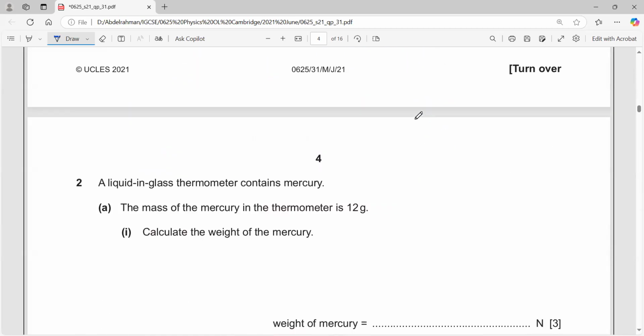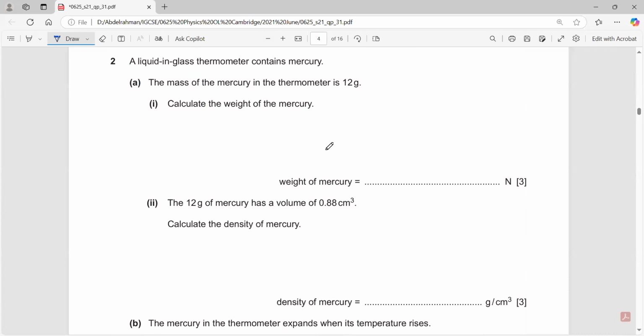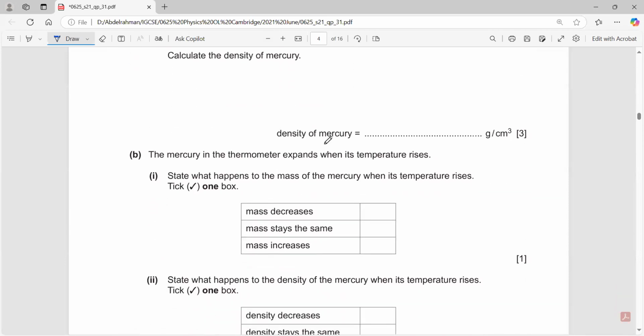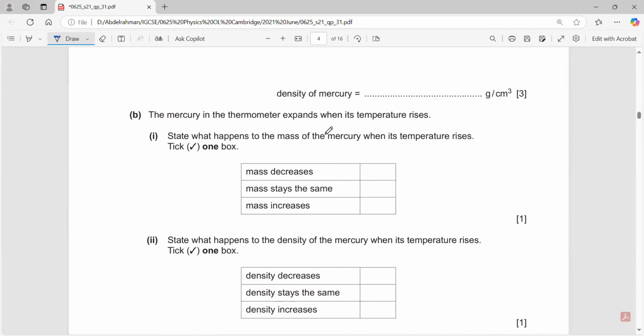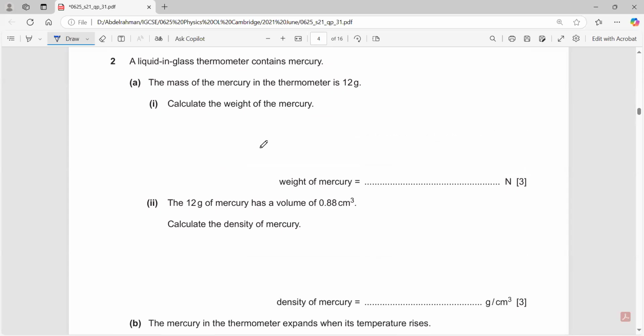Now, moving on. Next question. A liquid in glass thermometer. Actually, thermometers have been removed, but we can solve part A. Can I find the weight of the mercury? Yes, I can find the weight of the mercury.